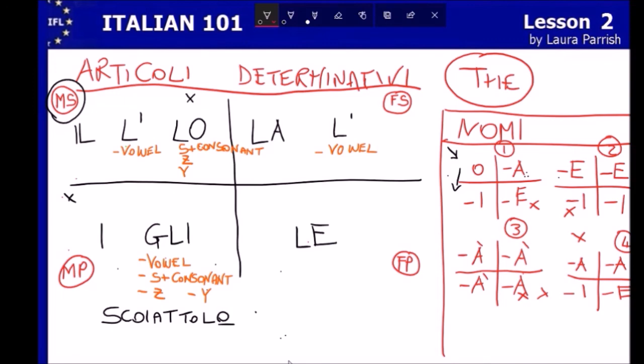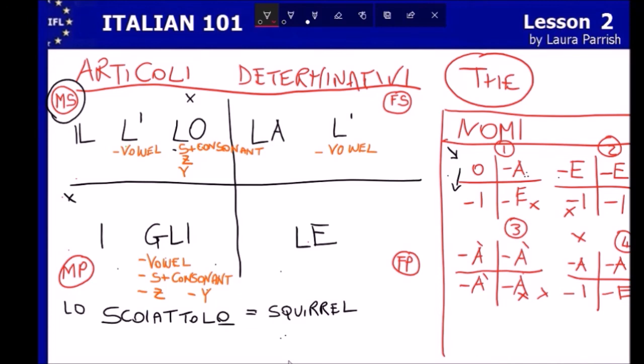Okay, and then you start with the first. You say, does this word start with S plus consonant? Yes, you got it. The right article is lo. Lo scoiattolo. And you are wondering what that means. It means squirrel. That word scoiattolo means squirrel. So now let's make it plural.